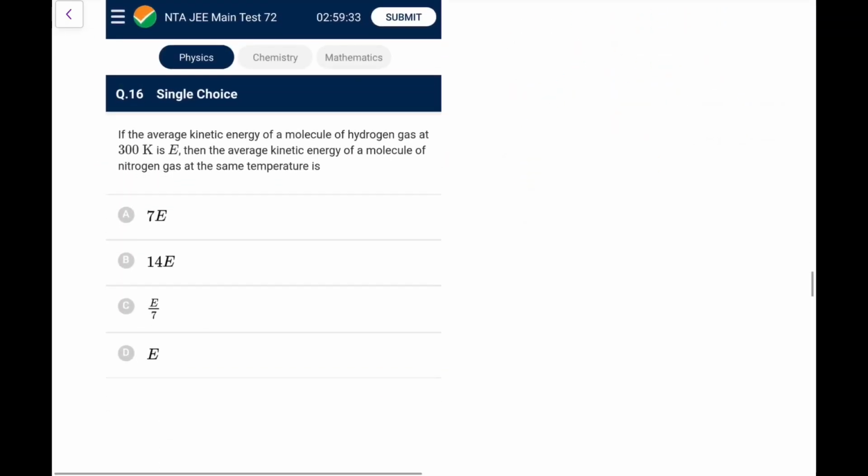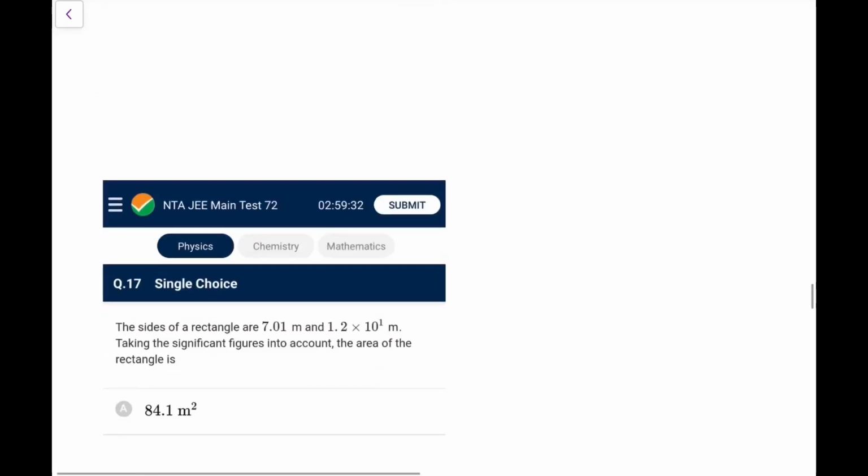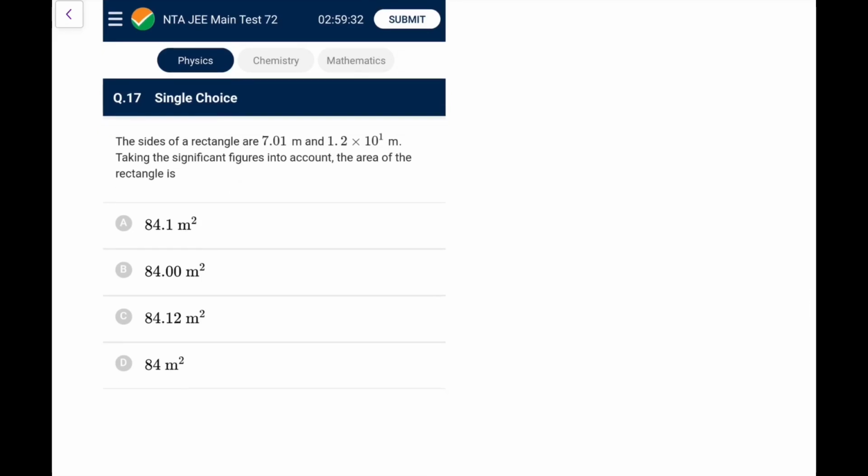Next one. If the average kinetic energy of a molecule of hydrogen gas at 300 Kelvin is E, then the average kinetic energy of nitrogen gas at the same temperature is going to be the same, because the average energy at any temperature remains the same. So hydrogen and nitrogen are both diatomic, so no difference in any respect we have.